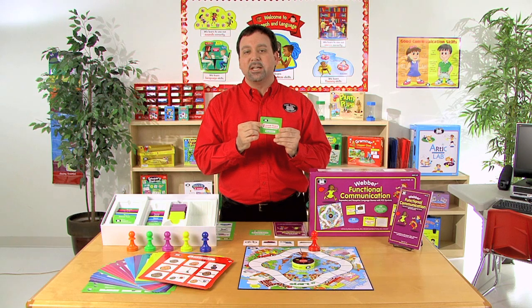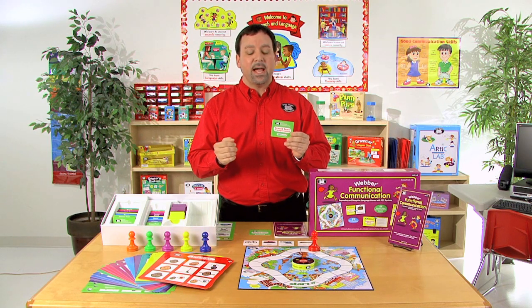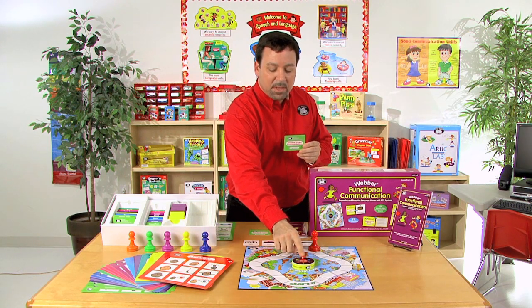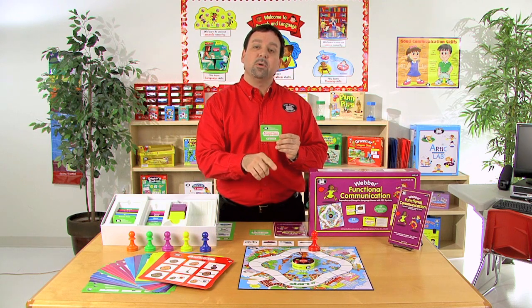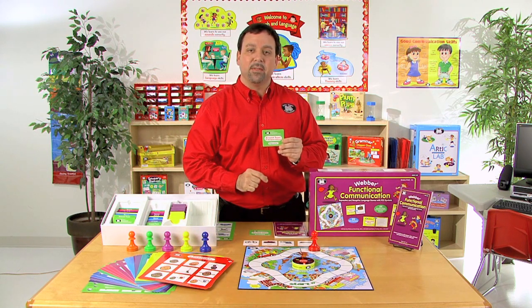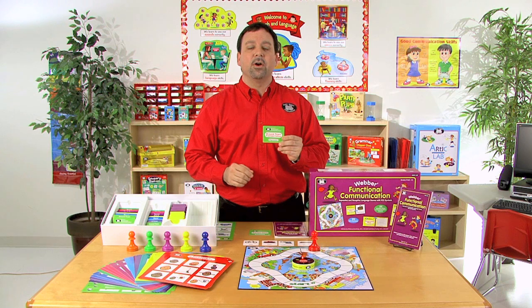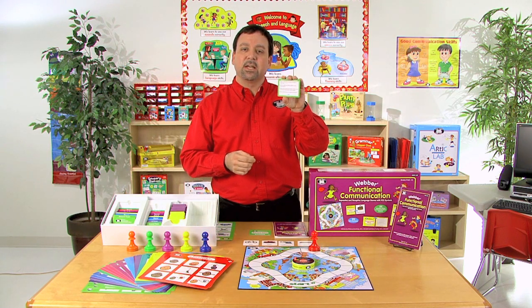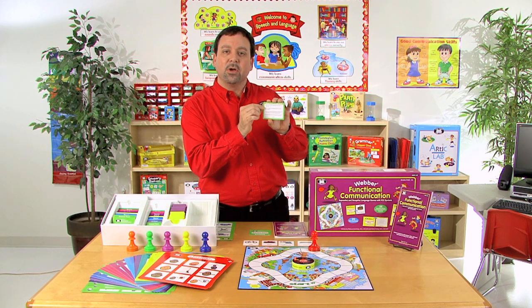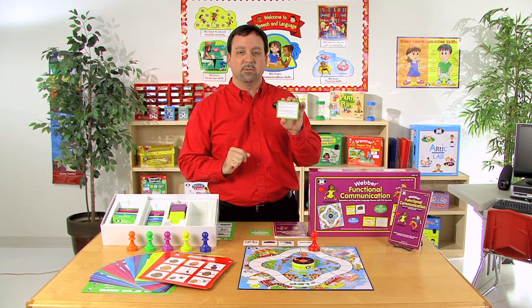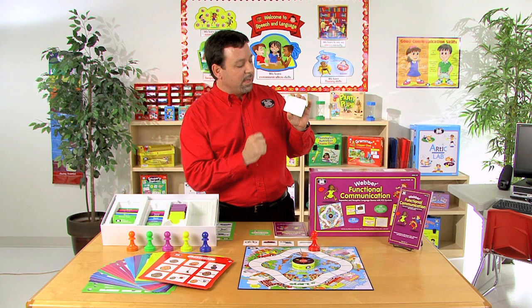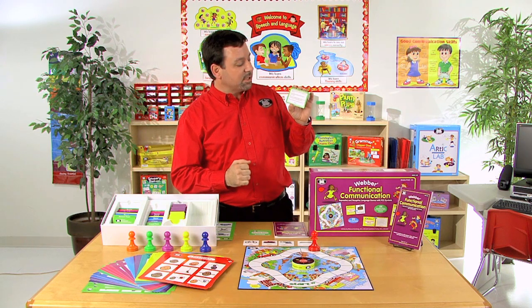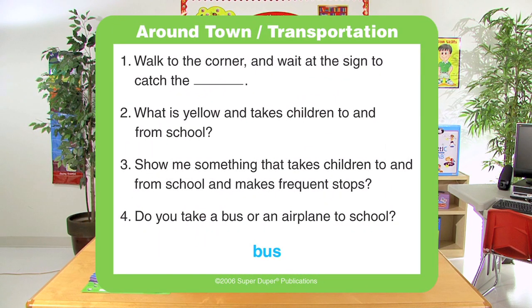Now we'll ask a question, and when the student responds correctly, they'll press the button in the middle. That will determine how many spaces they move around the game board, and they can also earn tokens when answering the questions correctly. But let's take a look at one of the cards. On the back, you'll notice we have 4 different response levels. These include one which is a fill in the blank, such as walk to the corner and wait at the sign to catch the, and the student will fill in the bus.